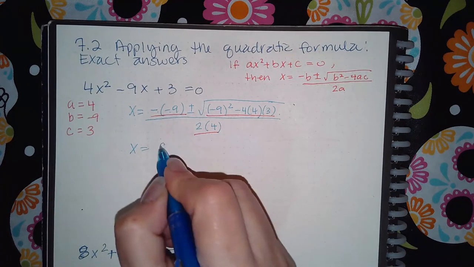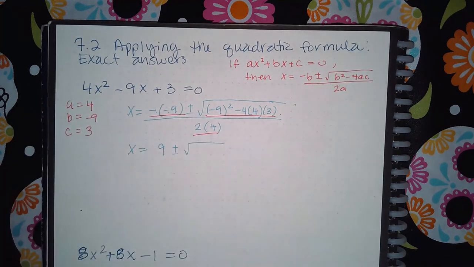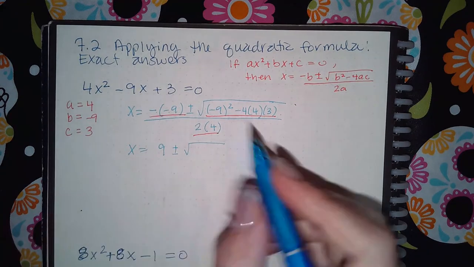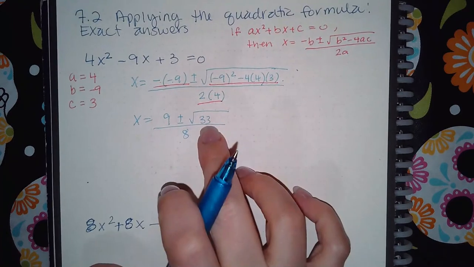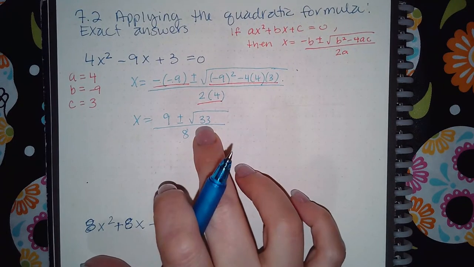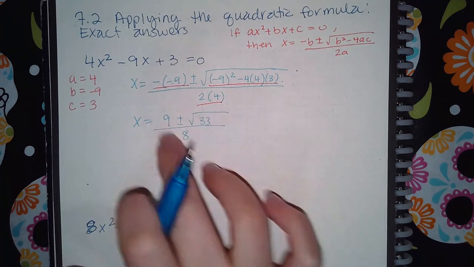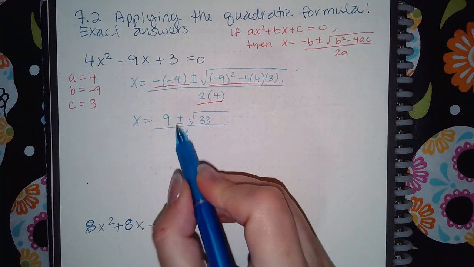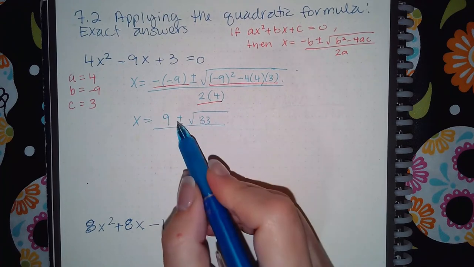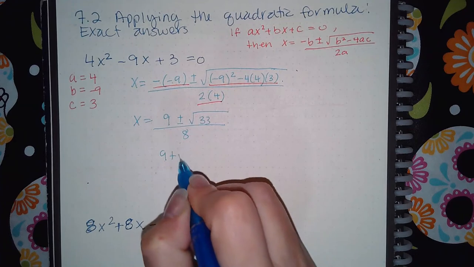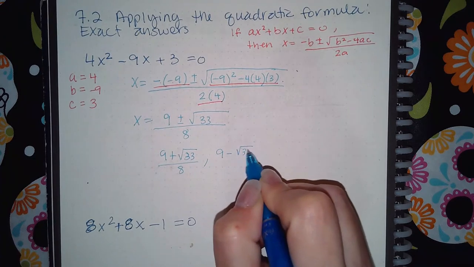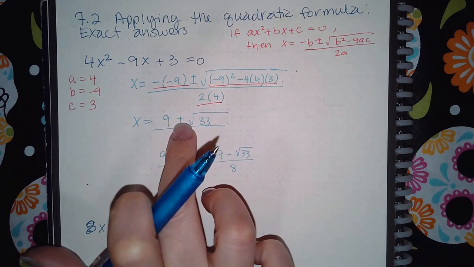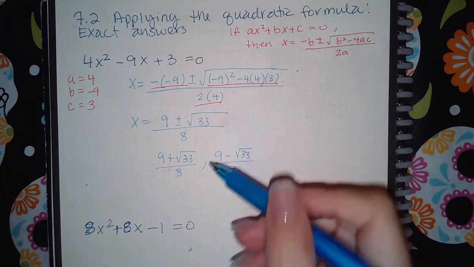So negative negative 9 is a positive 9, and then negative 9 squared minus 4 times 4 times 3 is 33, and 2 times 4 is 8. And if I could simplify the square root of 33, I would, but the square root of 33 does not simplify. So this is my answer. Now if the computer allows you to type in this symbol, you can type in this as your answer. If it does not allow you to type this symbol, then you do have to separate this into two fractions, one with a plus, and then one with a minus. So depending on whether you have that symbol available, that'll tell you which way you can type in your answer.